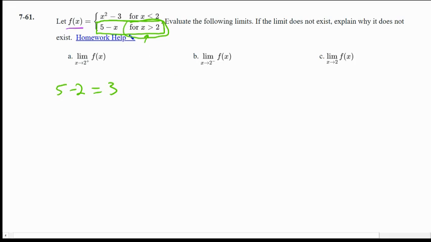So again, that's a little bit of a confusing idea, but the idea here is still true, where the limit as we approach the x value of 2 from the right of f of x is equal to 3.